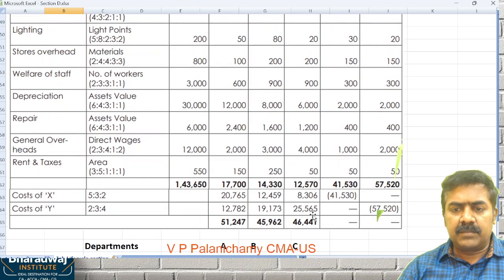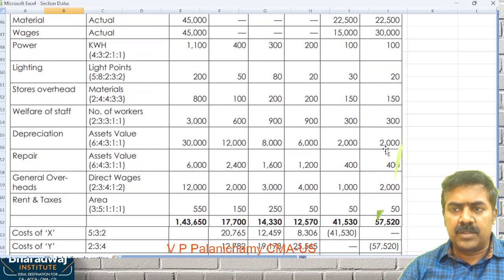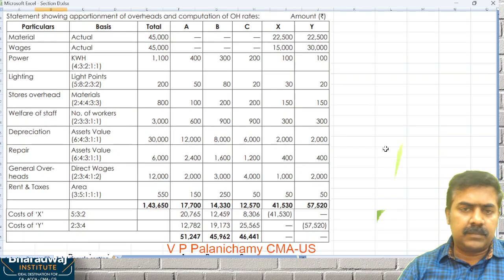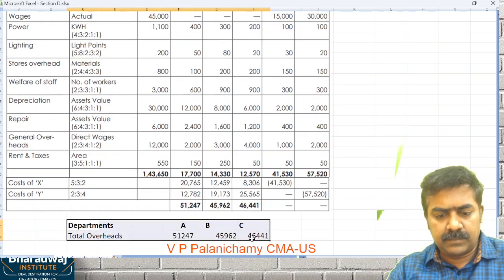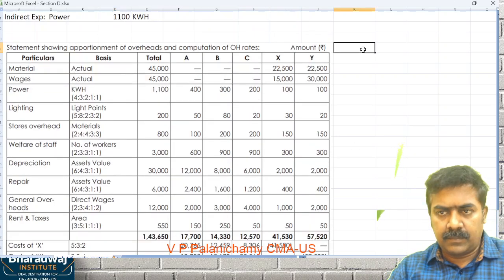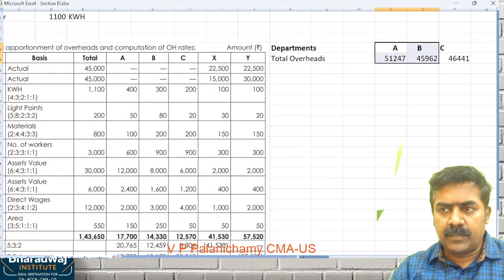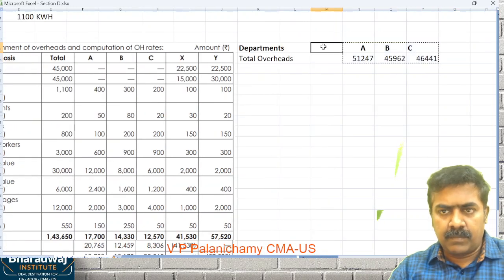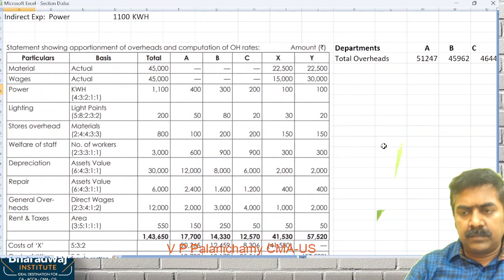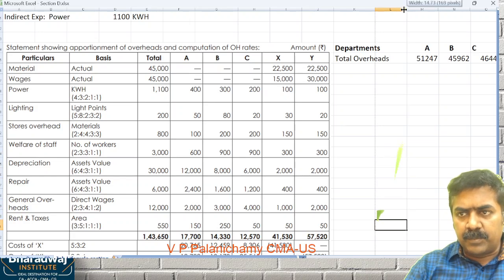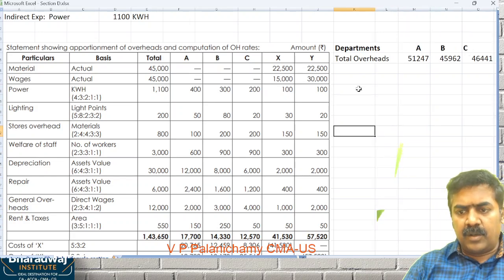Have we taken up this? Both primary and secondary distribution? Yes, sir. We get the total overheads for which departments? Production departments. Okay.